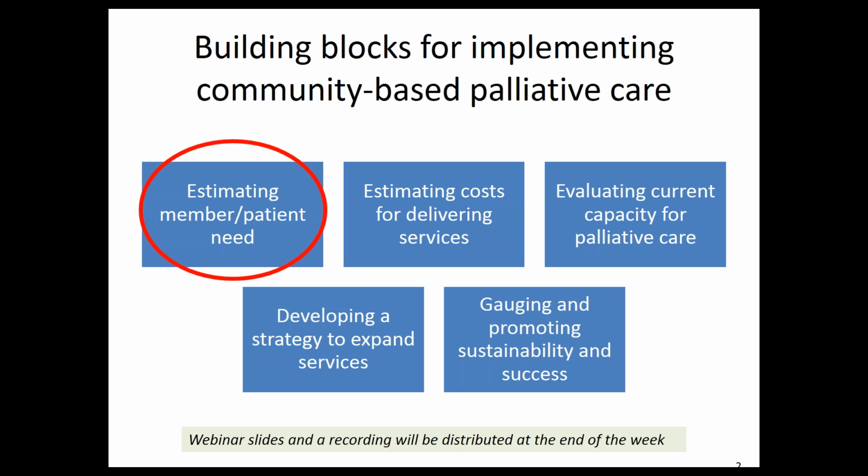Topic 4, we'll be developing a strategy to expand services. If there happens to be a gap between your estimate of the number of patients who might need palliative care and what you've assessed to be your current capacity, how do you go about bridging that gap? And what are some strategies that you can employ to expand the amount of service that you're able to provide? And then topic 5 is gauging and promoting sustainability and success. We'll talk about best practices and sustaining partnerships and metrics and quality improvement projects and all of those things that you need to do to keep a successful program going. And just as a reminder, the webinar slides and recording will be distributed at the end of the week.